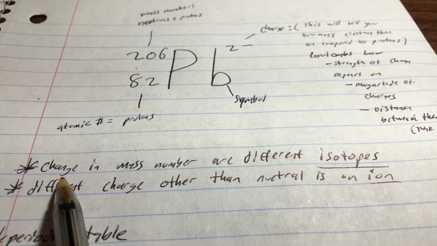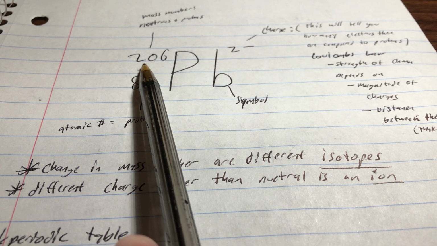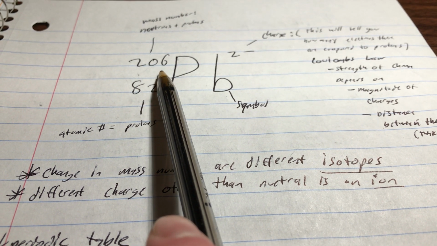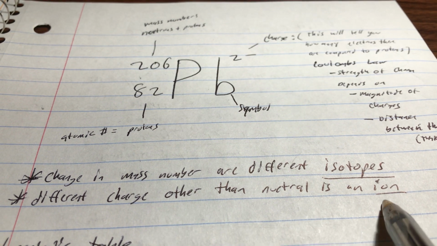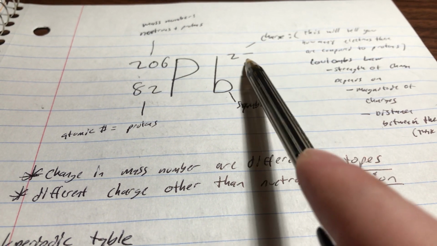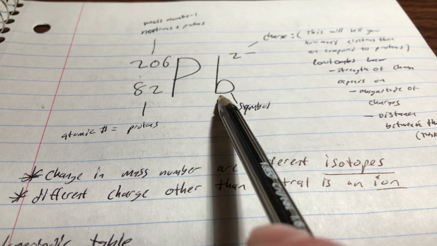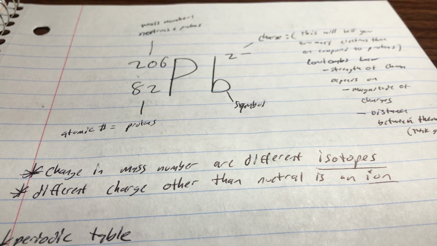Note the change in mass number are different isotopes. So up here, if that changes and this doesn't change, that means it's just a different isotope. Different charge other than neutral is an ion. So if there's nothing here, that means that this is just a neutral atom, meaning it has no charge. If there is something up here, it is an ion and it does have charge.